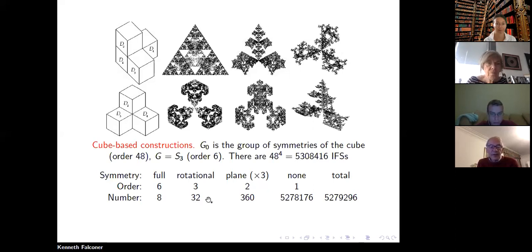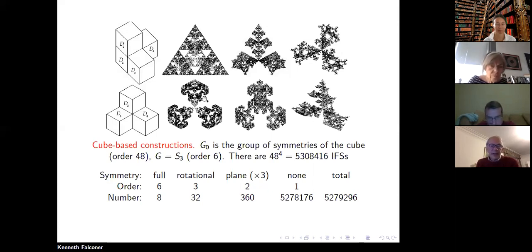Then you get 32 with rotational symmetry about the leading axis. And for each of the plane reflections, you get 360 different pictures. And then that still leaves well over 5 million attractors which can arise from a unique iterated function system of 4 similarities in 3 dimensions. So you're already getting fairly large numbers.